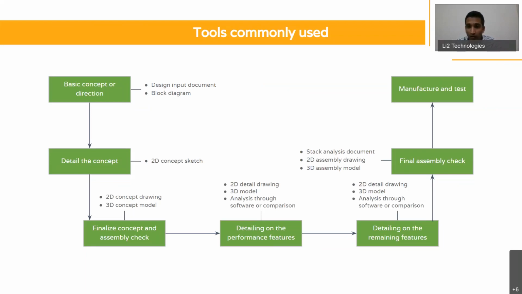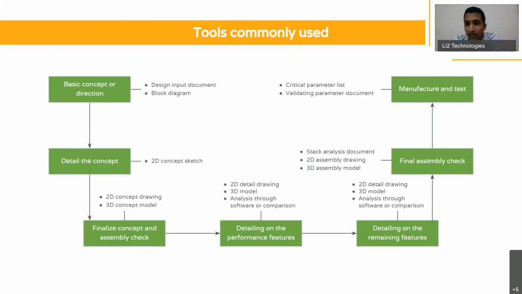So your final assembly check can be done with either a 2D drawing or a 3D model or something called stack analysis. Stack analysis is quite often an Excel sheet. It is also done on 2D drawings, but it is basically talking about every critical dimension and their tolerances and seeing how each of the fits are happening. I will anyway talk about this further in the example that we go through.